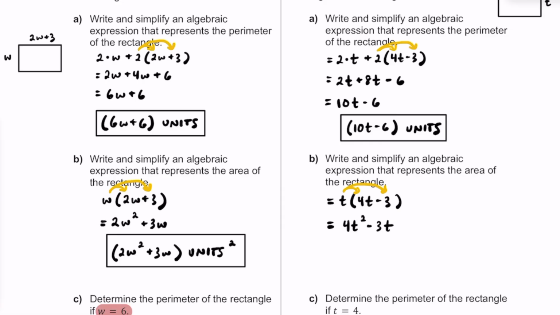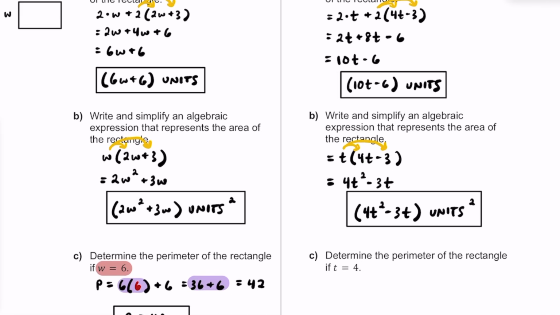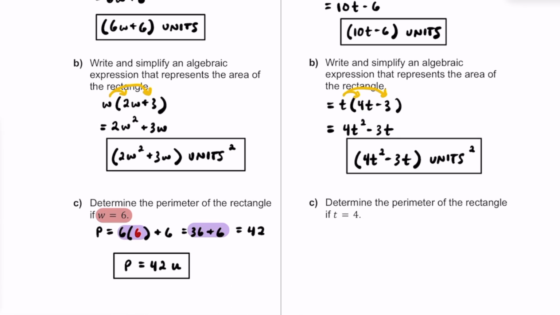Okay, so this right here would be the expression for the area. So we can go ahead and just say this would be 4t to the second power minus 3t, and this would be square units, or units squared. This right here would be a simplified expression that would represent the area of this rectangle if we knew what t was equal to.